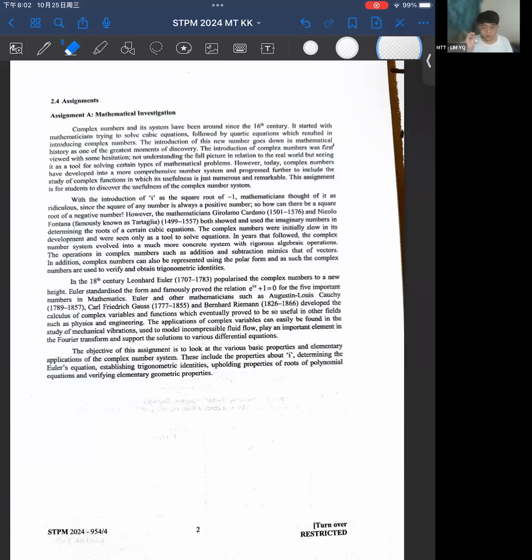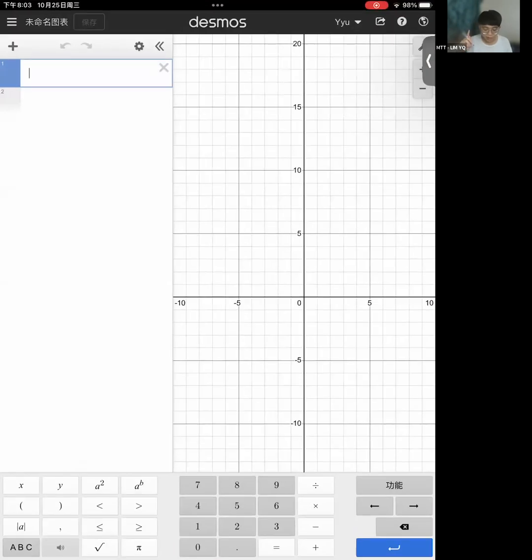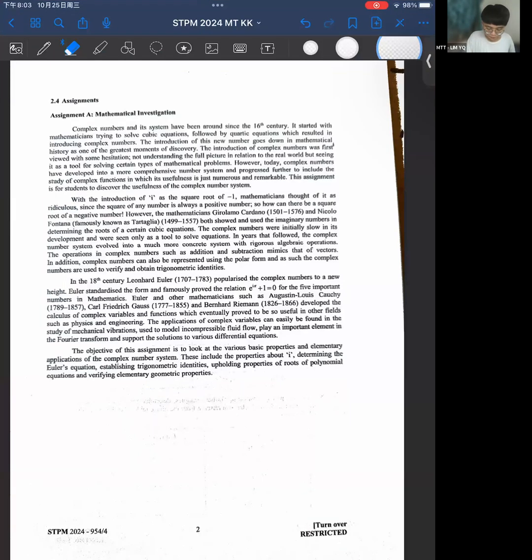You can also use a graphing calculator. Later I will show you, so please prepare your graphing calculator. I suggest you use Desmos. There is the app, and there is also the online website. This is just an introduction only, 2.4 assignment, so you can read through it.